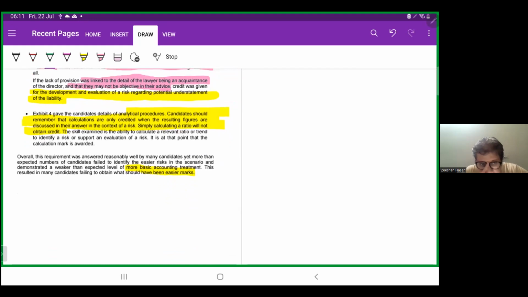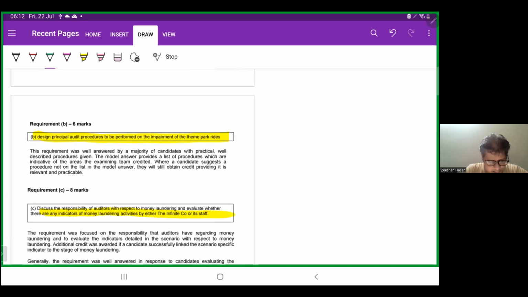In Exhibit 4, the analytical procedures, candidates should remember that calculations are only credited when the resulting figures are discussed in their answer in the context of a risk. Simply calculating a ratio will not obtain credit. The skill examined is the ability to calculate a relevant ratio or trend to identify a risk or support an evaluation of a risk. It is at that point that the calculation mark is awarded. Overall, this requirement was answered reasonably.